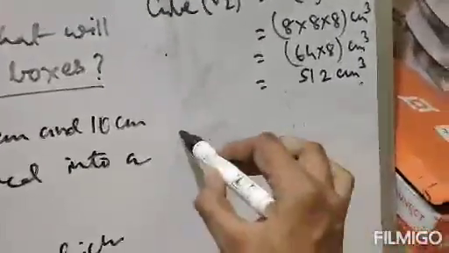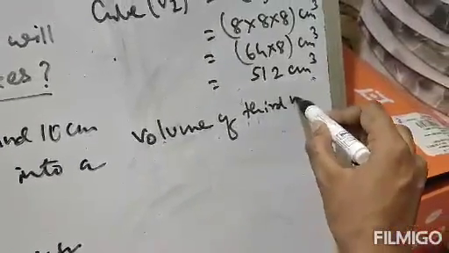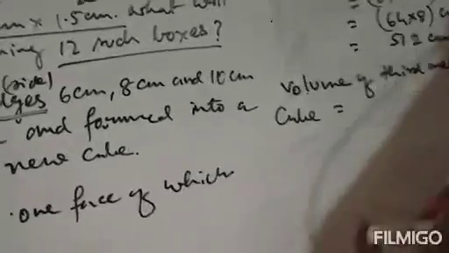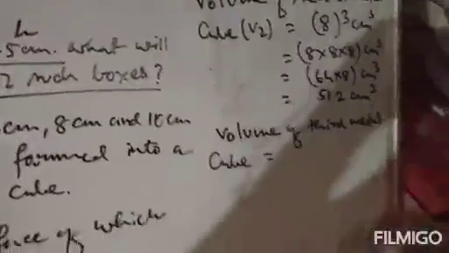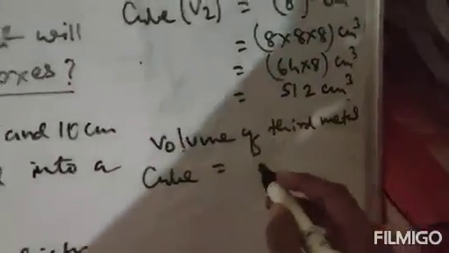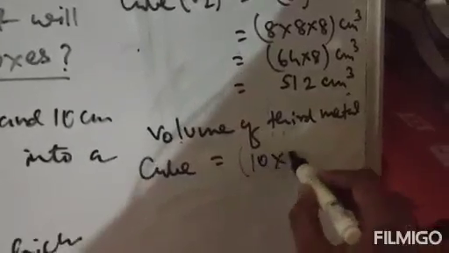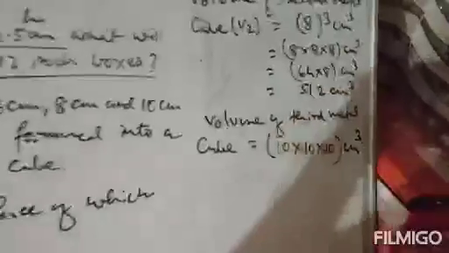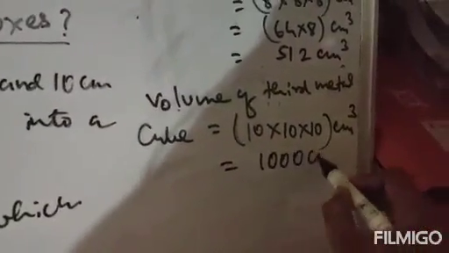Next, find the volume of third metal cube. Sorry for the inconvenience, power cut is there, so just manage. So volume of third metal cube, edge given as 10 centimeter, is 10 into 10 into 10 centimeter to the power 3. Clear? So it will be 1000 centimeter to the power 3.